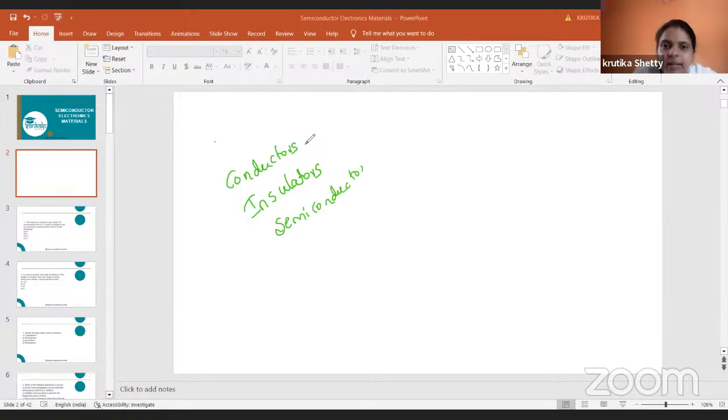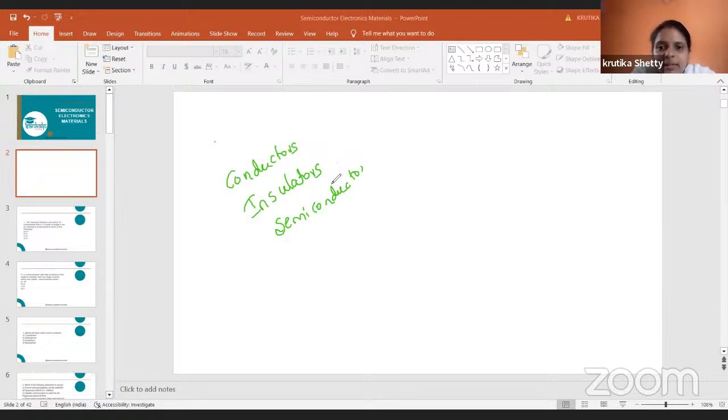So what do you mean by a conductor here? A conductor is nothing but the material which will allow electricity to flow through it. The materials which allow electricity to flow through them are called conductors, and all the metals are conductors. Then insulators. What are insulators here? The materials which will not allow the current to pass through them are called insulators. Plastic, wood, and rubber are examples.